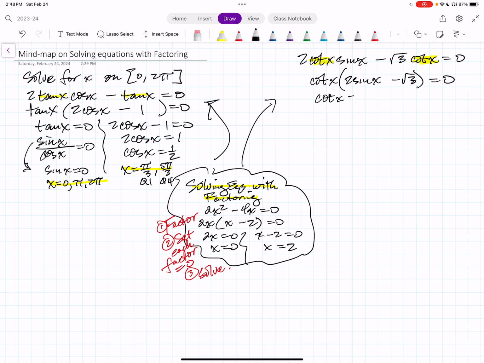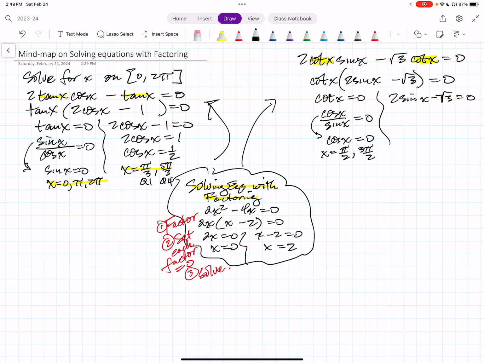So cotangent x is equal to 0, and 2 times sine x minus rad 3 is equal to 0. Cotangent of x equals 0. Cotangent is defined to be cosine x divided by sine x, and you have to ask yourself, when is that equal to 0? Well, it's when the numerator is equal to 0, as I said earlier. So when is cosine x equal to 0? That's at the top of the unit circle at pi halves, and at the bottom of the unit circle, 3 pi halves. So we have two solutions there.